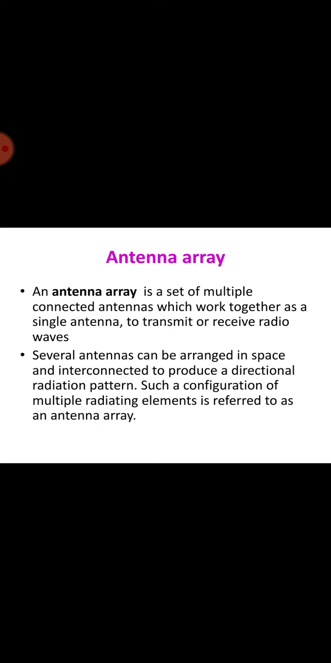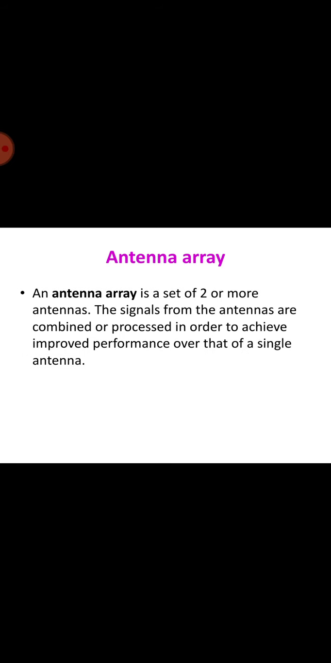An antenna array is a set of multiple connected antennas which work together as a single antenna to transmit or receive radio waves. Several antennas can be arranged in space and interconnected to produce a directional radiation pattern. Such a configuration of multiple radiating elements is referred to as an antenna array. It consists of two or more antennas. The signals from the antennas are combined or processed together in order to achieve improved performance over that of a single antenna.